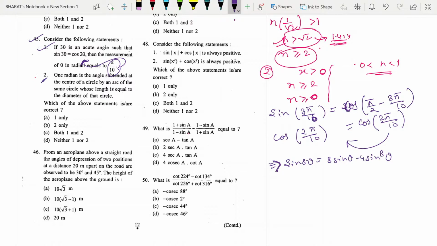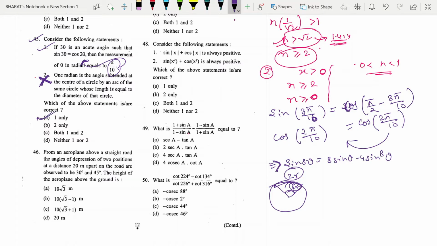The second statement says: 1 radian is the angle subtended at the center of a circle by an arc of the same circle whose length is equal to the diameter of the circle. Is that correct? It is saying that this arc length is equal to 2r, and then this is 1 radian. This is totally wrong. This is not the correct definition of 1 radian. Okay, this is wrong.